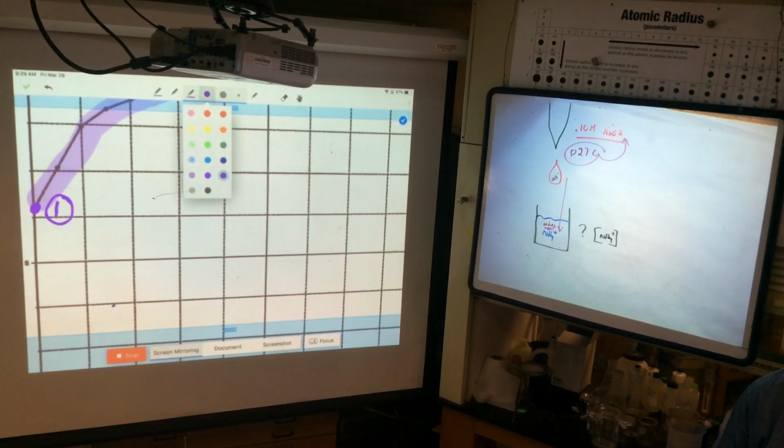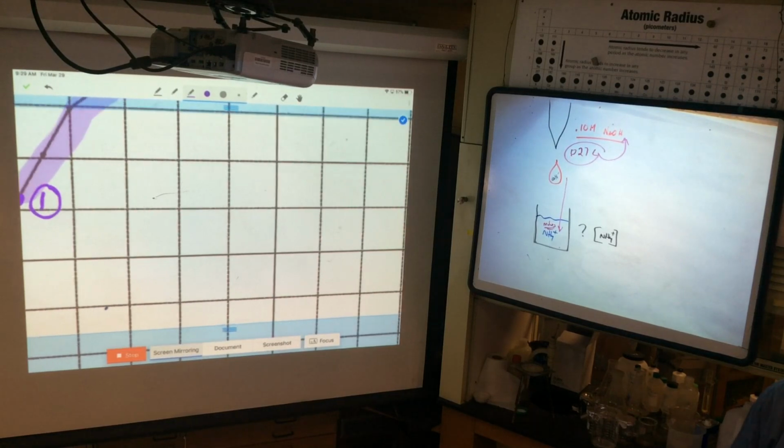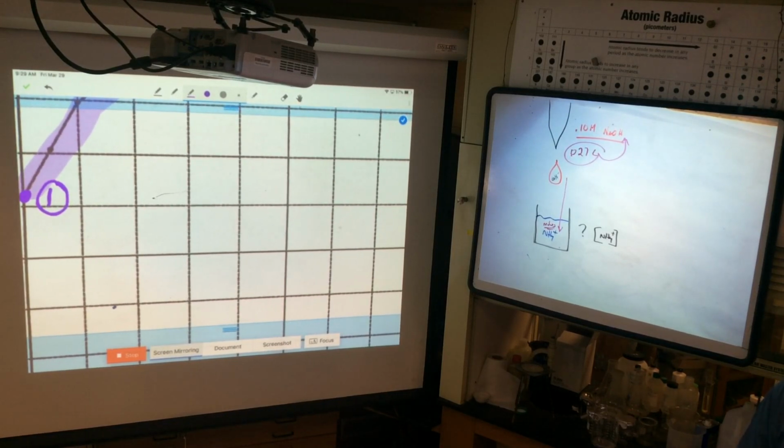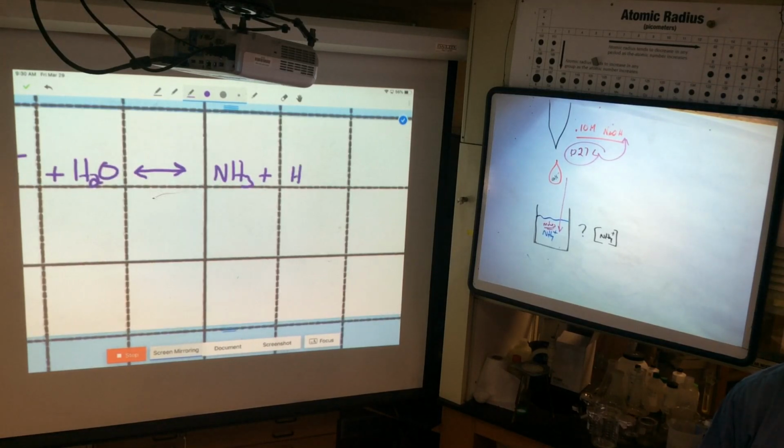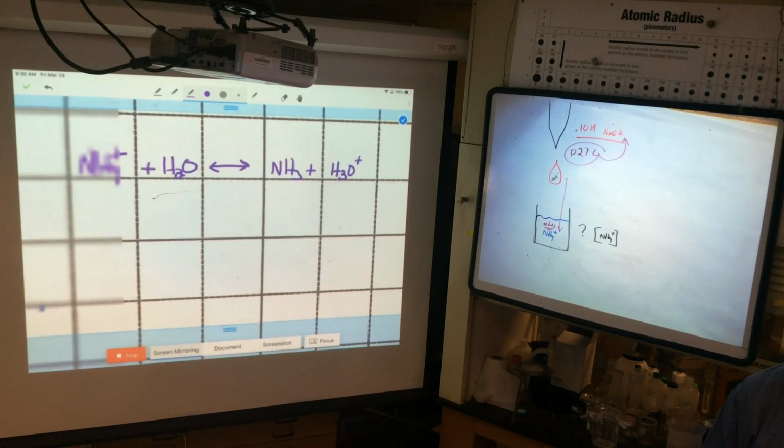Okay, so what's happening here? The reaction is just like this. We're going to have in this beaker, before I add any base, NH4 plus, just sitting in water. And this is going to be an equilibrium. Why? Because it's not being driven. I haven't added any hydroxide. What's going to happen is some of it, not much, but some of it is going to become NH3, and some of it's going to become H3O plus. Synonymous. So there is our equilibrium.